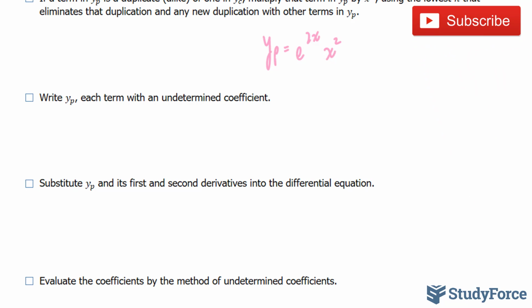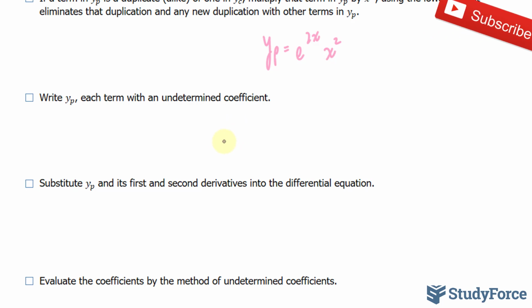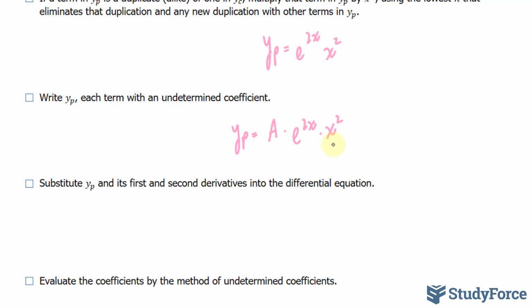Now, since we only had one term in y sub p, we have to write it out with a coefficient a. So y sub p is a times what we found, e to the power of 2x times x to the power of 2. And had there been any other non-duplicate terms, they would also get an undetermined coefficient. This step is accomplished. Now on to the next.